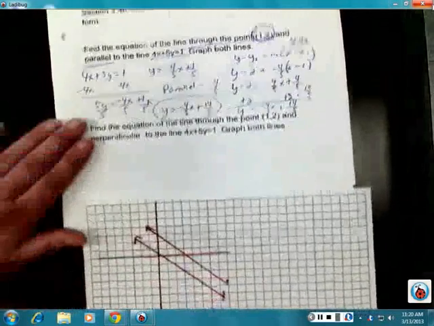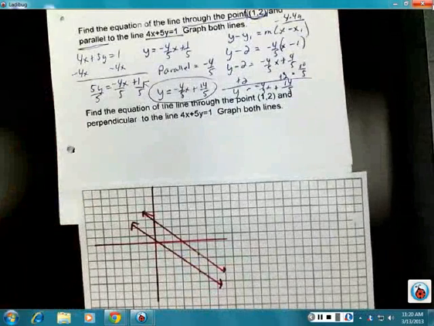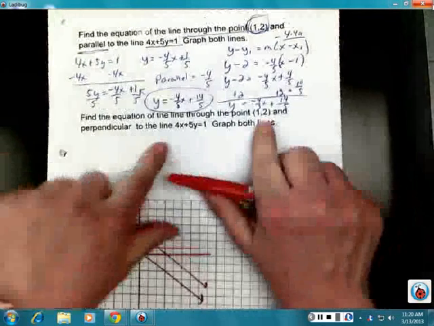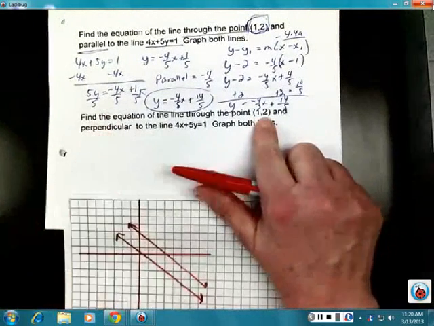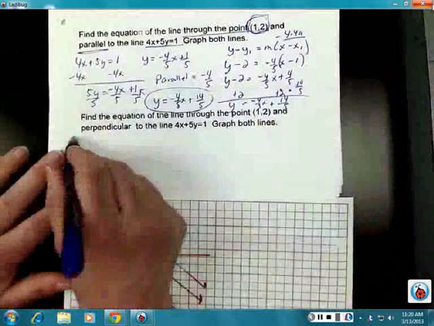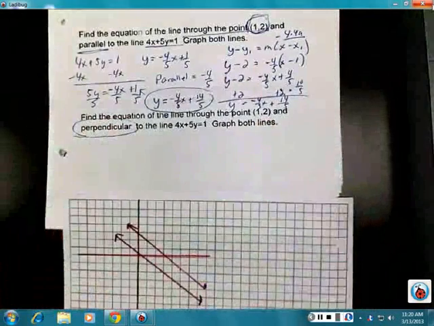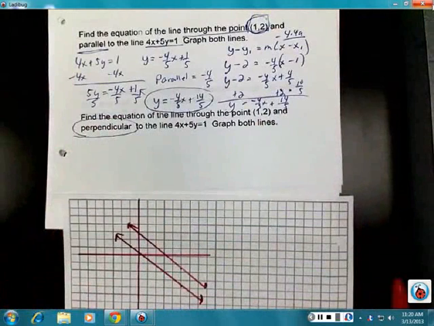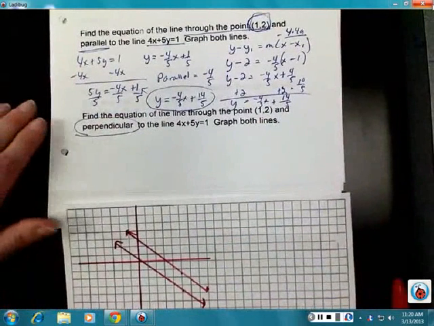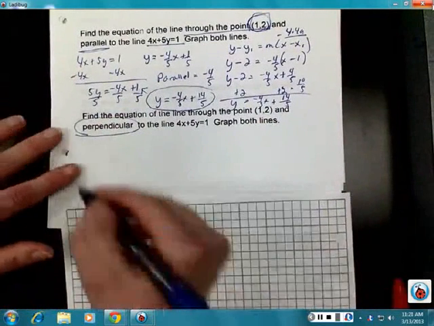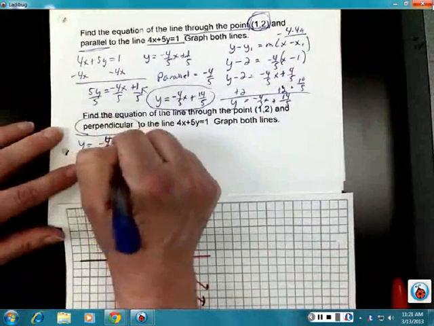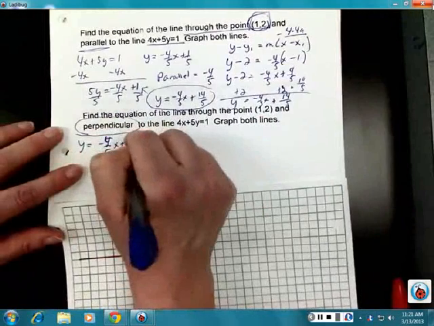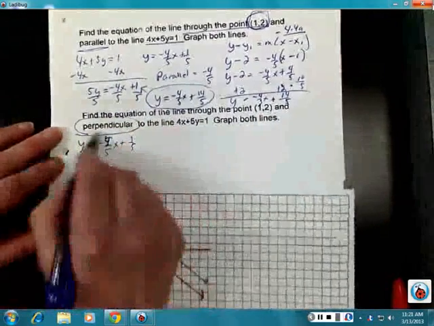The next problem that you have on your page is using the exact same problem. Notice it's 2, 1. But instead of having parallel, we have perpendicular. So what does that mean? How do I find a perpendicular? The equation I got out of this was y equals a negative 4/5 x plus 1/5.